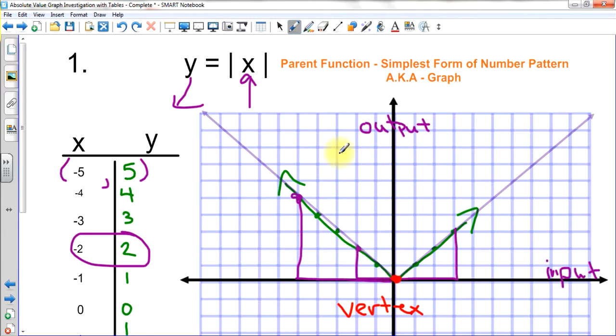Now, some other features of the absolute value graph before we start moving it around: notice that both sides are lines, right? And since they're lines, they have a slope to them. We can go up 1 to the right 1, so we have a slope of 1. And if we look at the left side of the graph, we can go up 1, but to the left 1, which means we have a -1 slope. So as we transform again, this right side is going to have a slope of 1. This side is going to have a slope of -1. Okay, so keep that in mind too.